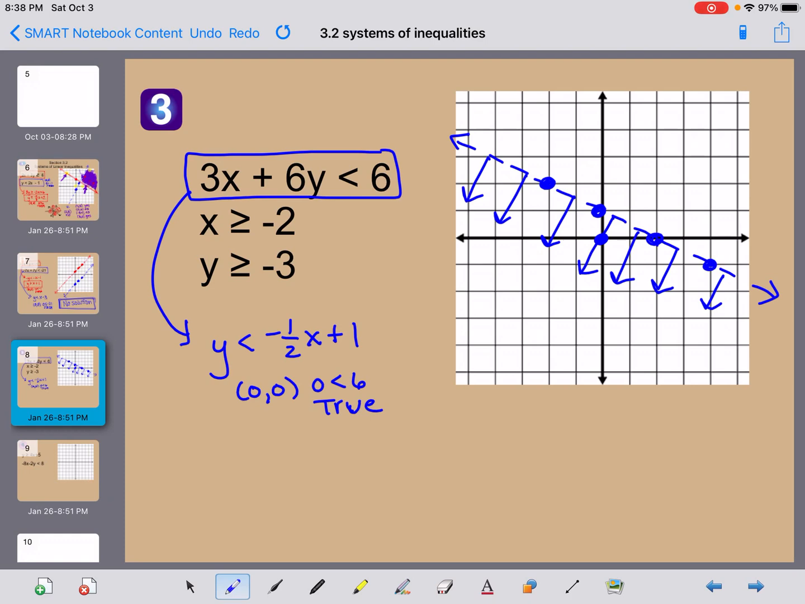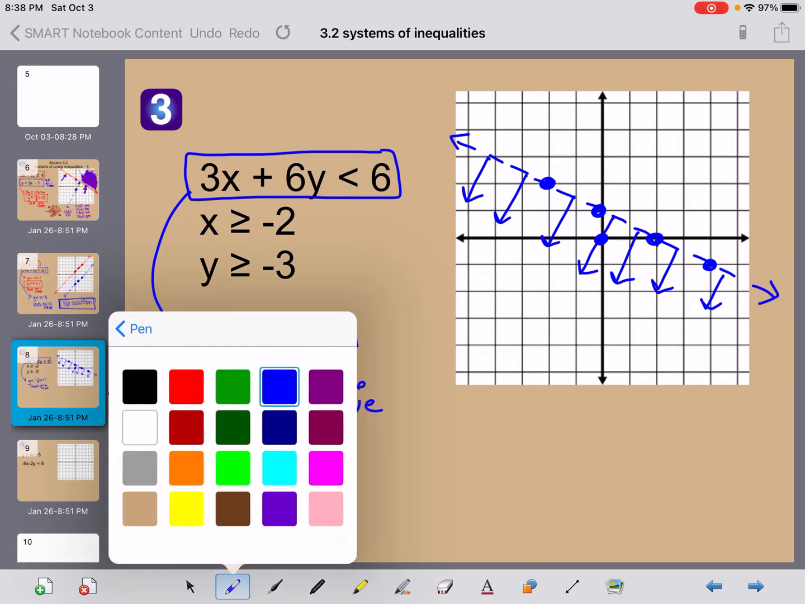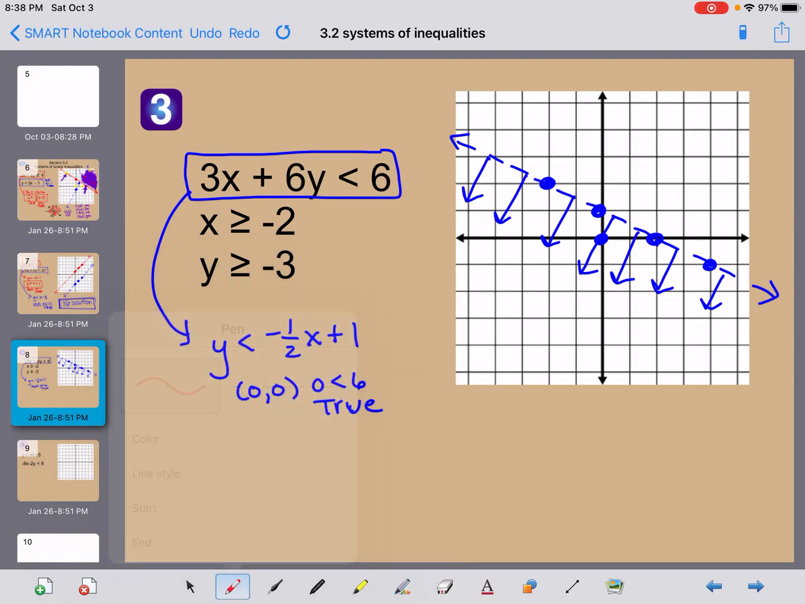Notice that also, I don't think I mentioned this, you can't test 0, 0 if the line goes through 0, 0. So that's the only time you can't test it. Then you have to pick something else.